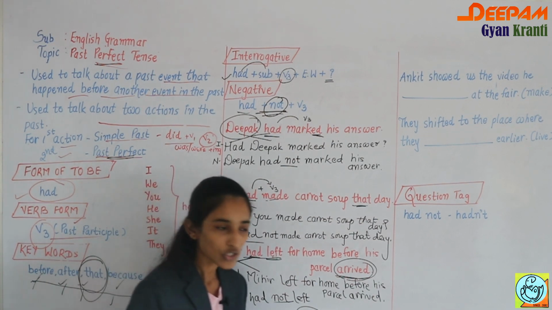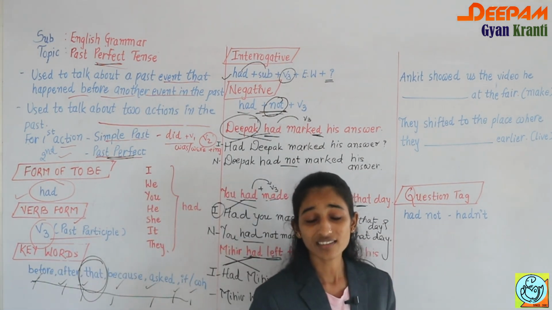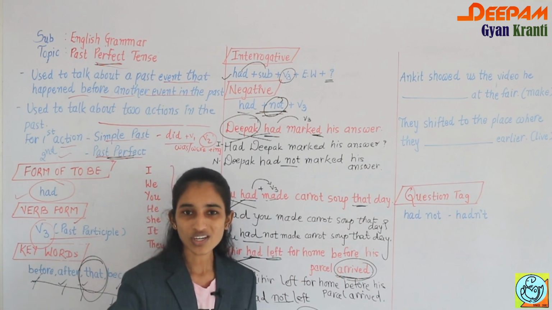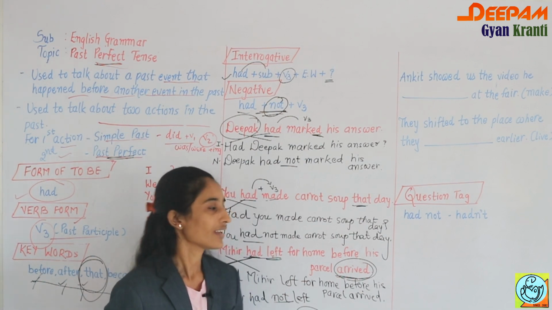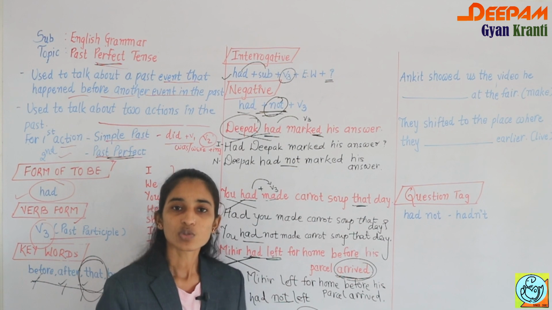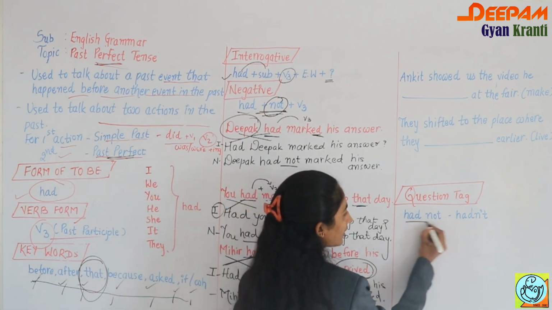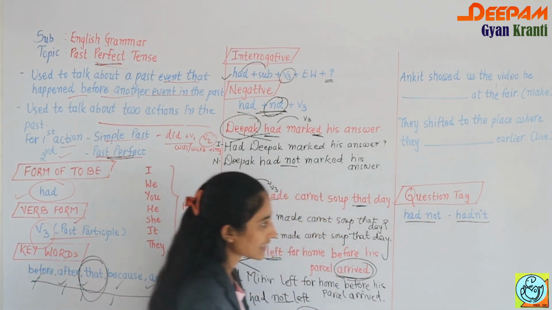So what about the question tag? Now it is clear in your mind that when the sentence is positive, the question tag will definitely be negative, and when the sentence is negative, we have to give the tag in positive. So had not is given, that means the question tag is hadn't.